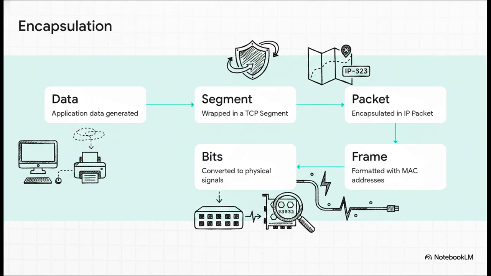So back to printing that document. This whole downward journey is called encapsulation. Step 1, your computer generates the print job, which is your application data. Step 2, it gets passed down to the transport layer and wrapped up in a TCP segment so it's delivered reliably. Step 3, it moves down to the internet layer where it's encapsulated in an IP packet with the printer's IP address. Step 4, it hits our network access layer where ARP finds the printer's MAC address and it gets formatted as a frame. And finally, Step 5, that frame is converted into physical bits like electrical signals over a copper cable, sent to the switch and successfully delivered to the printer.